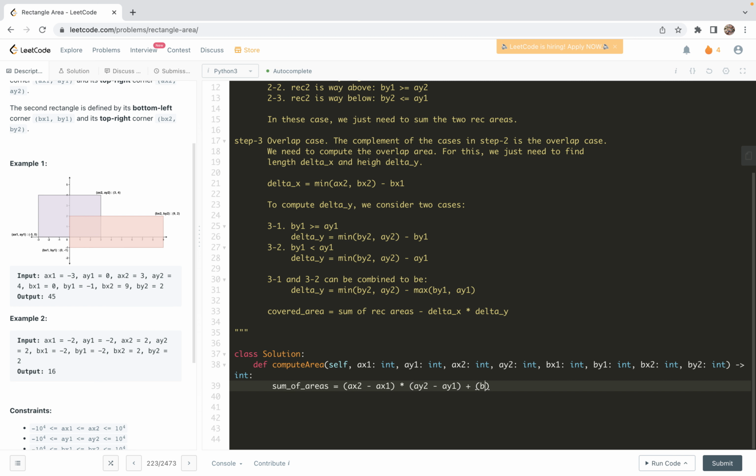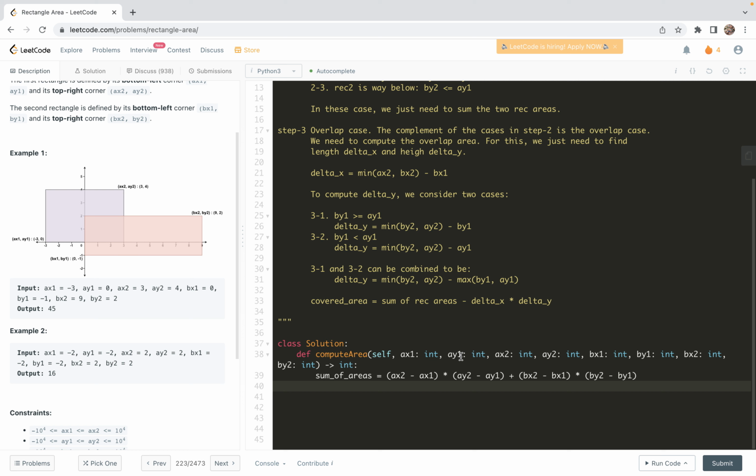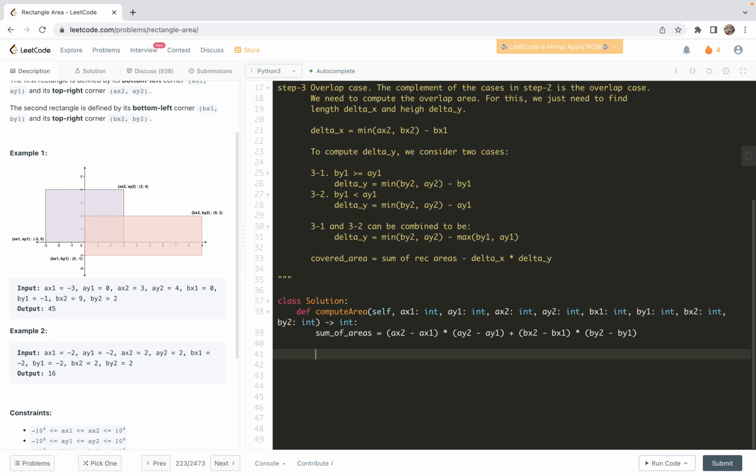So the sum of areas is nothing but ax2 minus ax1 times ay2 minus ay1, plus the same thing, that is bx2 minus bx1 times by2 minus by1. So this is actually always fixed, right? Now what we want to do is check whether there is overlap or not.